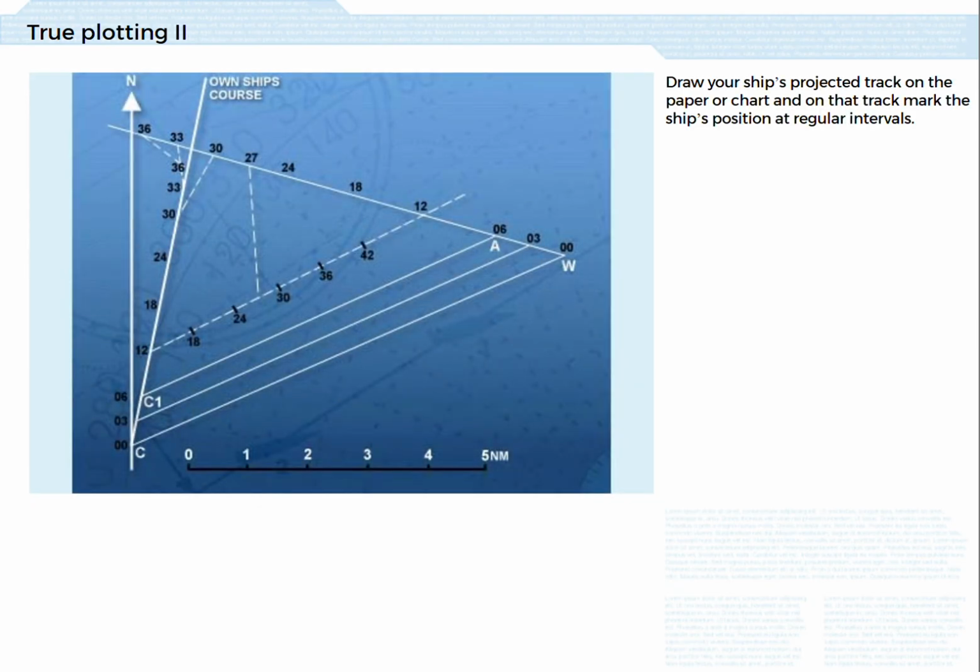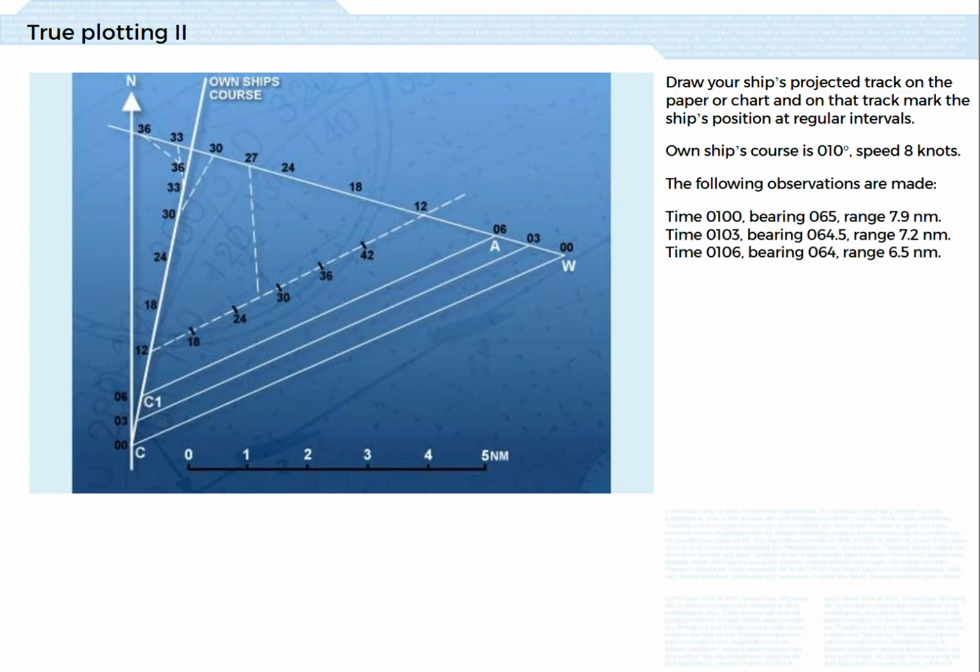Draw your ship's projected track on the paper or chart, and on that track mark the ship's position at regular intervals. Own ship's course is 010 degrees, and its speed is 8 knots. The following observations are made. Time 1 hour, bearing 065, range 7.9 nautical miles. Time 1 hour 3 minutes, bearing 064.5, range 7.2 nautical miles. Time 1 hour 6 minutes, bearing 064, range 6.5 nautical miles.